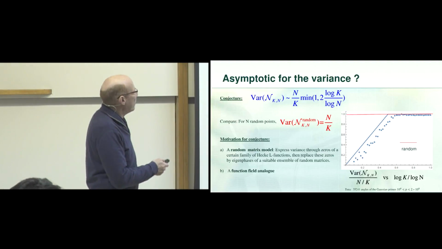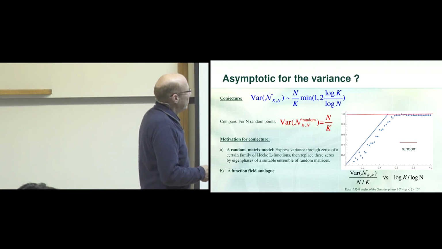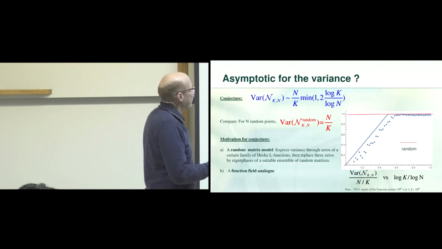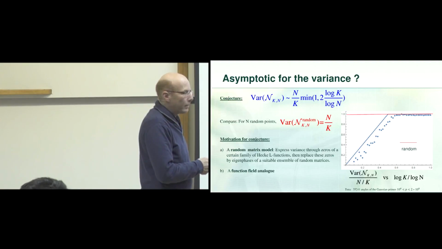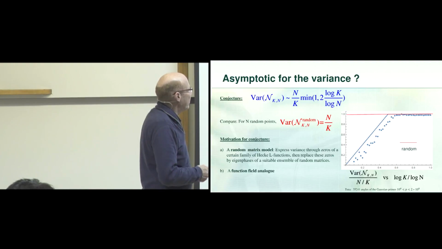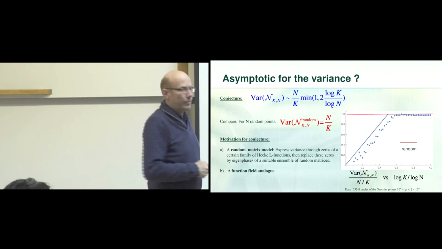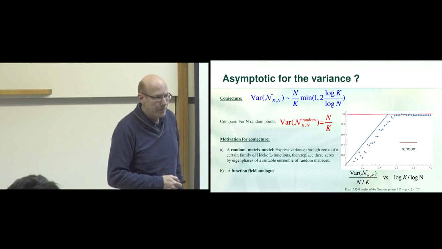And after I divide by the random variance, I get something which is this blue scatter plot. It's actually terrible. The analogous experiment for random points would give me this horizontal line, where the ratio would be 1. And here I get something which has slope 2 initially, and then it flattens out. And that's the conjecture. So the blue line is the conjecture, the red line is the random, and the scatter plot is the empirical data.